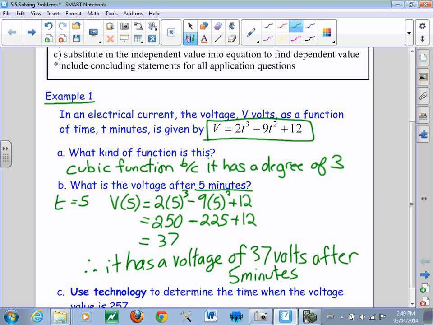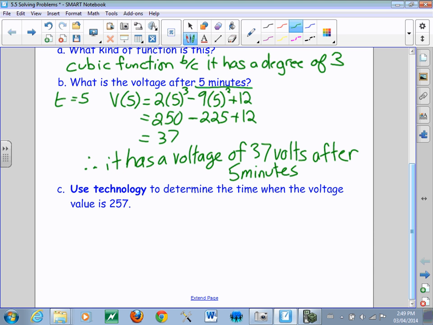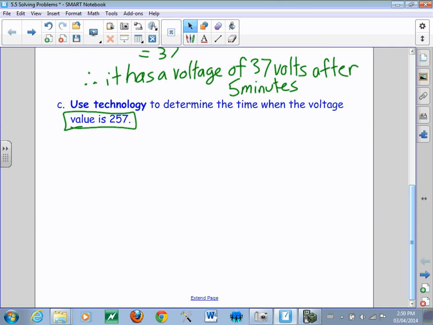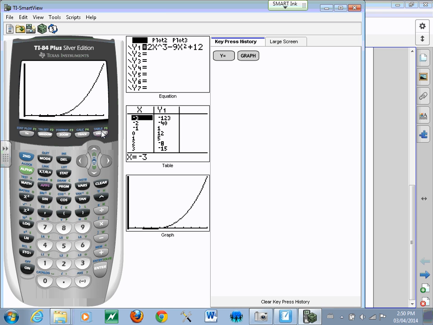Okay. All right, C part. Use technology to determine the time when the voltage is a value of 257. So 257 is an important thing to do. So I'm going to pop up my graphing calculator, guys. I'm going to have already had my equation in. So if not, you just go to y equals, type in your equation. Instead of using t, I just have to use my x variable. So I have my equation, which I can then show you as a graph.